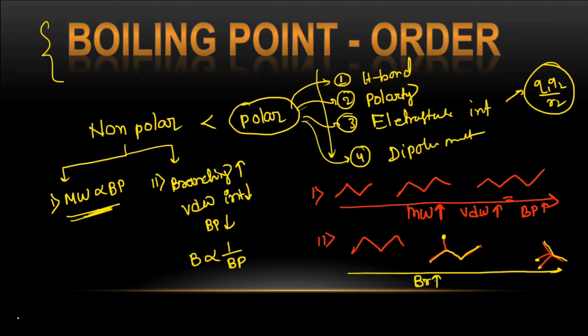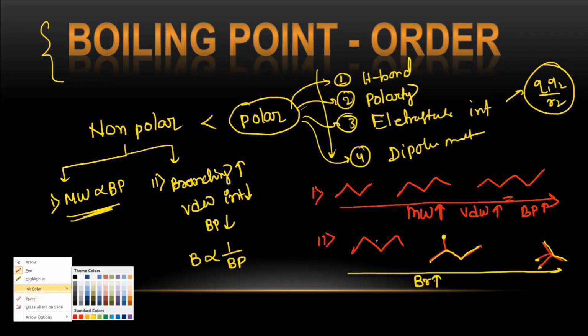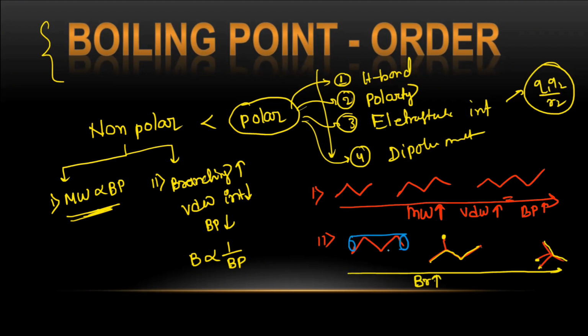What happens with increasing branching? When there is no branching, the molecule is kind of linear, a rod-like structure. And when it has more branching, then it is a spherical type of structure. Now, if we put two rods side by side, then their area of contact will be higher. But if we put two spheres side by side, then the area of contact is very low. The more the area of contact, the more the van der Waals attraction.